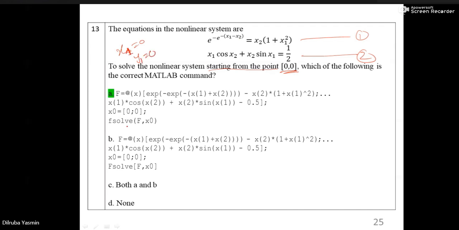Then which of the following is the correct MATLAB command? So look at here, you have to define the function at the beginning. Suppose I give you another option like this.